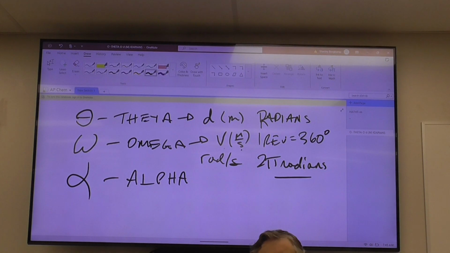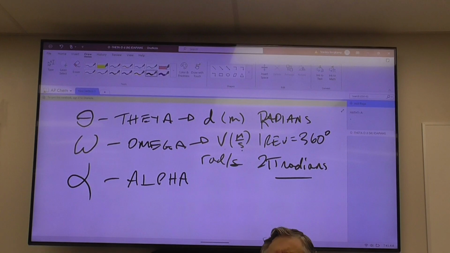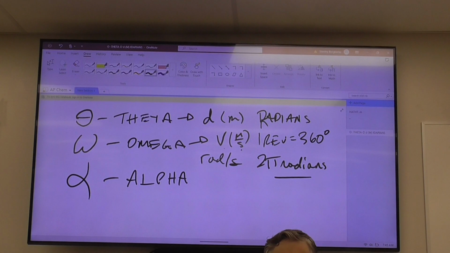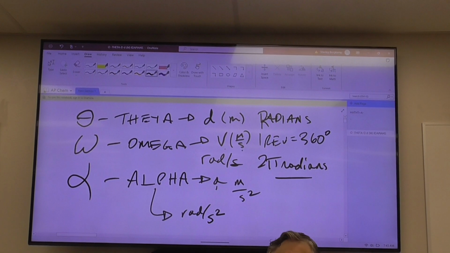That's the tough part about angular motion. You talk about it, but this is one of the few instances where it's tough to look back and go, does that really seem like a viable number? Now, alpha, oddly enough, is equivalent to acceleration, which is in meters per second squared, but alpha is going to be in radians per second squared.